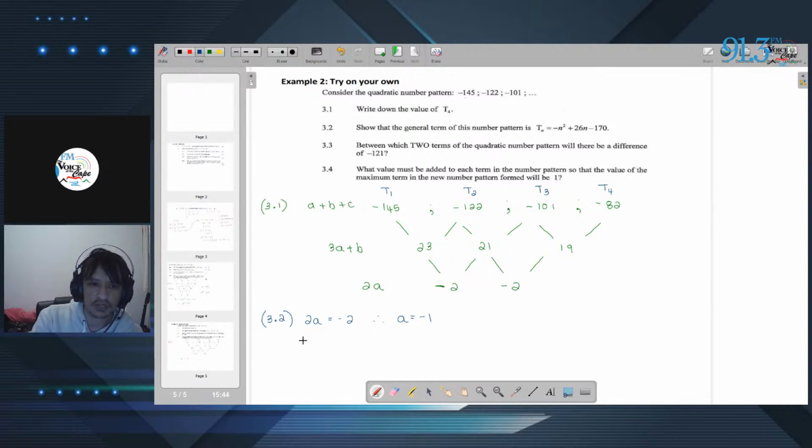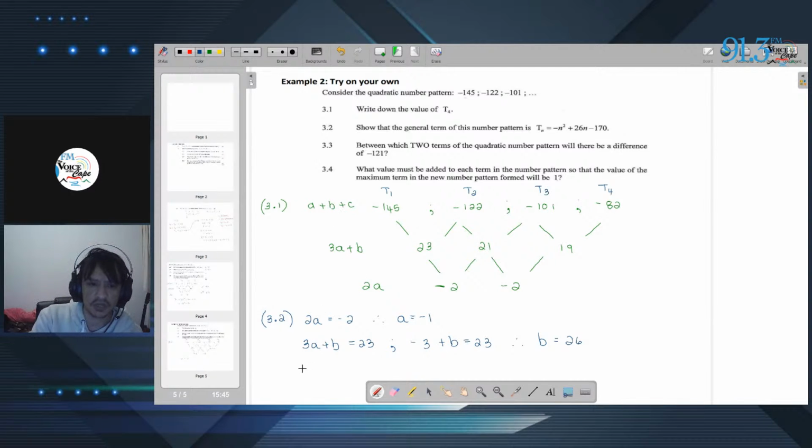Now we use 3A plus B. We know 3A plus B is equal to 23. We can substitute the negative 1 in over there, so we'll get negative 3 plus B equals 23. And we can say, therefore, B is equal to, we move the 3 over, 26.